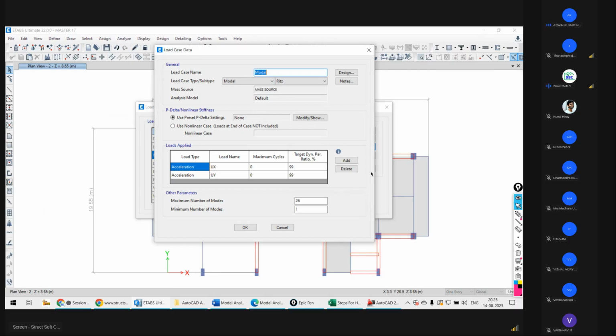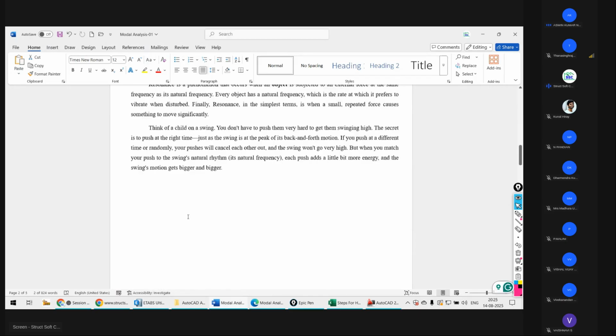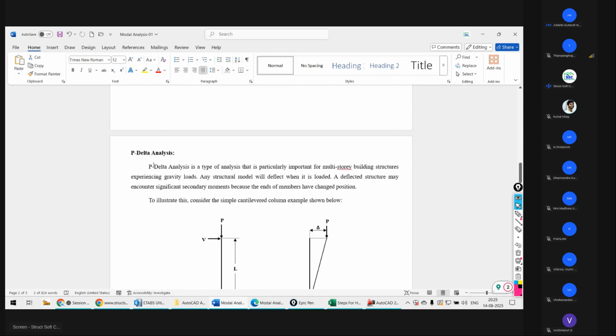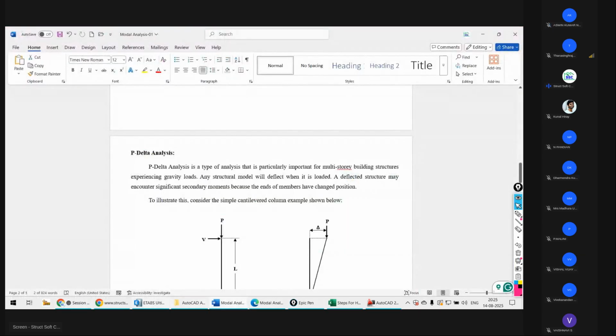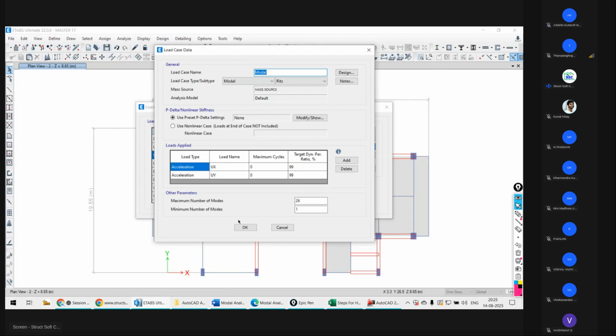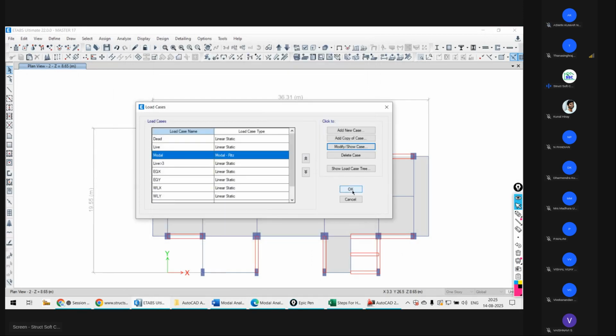P delta analysis, अभी मैं just next to this modal analysis. Our next point is what? P delta analysis. Okay sir, we will come to this point. So come to your ETABS and let's say okay, modal analysis, and then say okay, done.